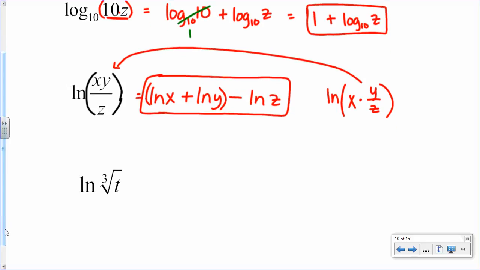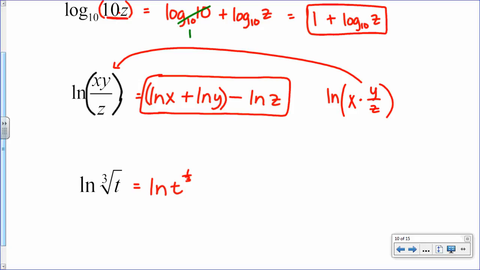All right, so whenever you see a radical inside a log, the first thing you want to do is rewrite the radical as an exponent. So cube root is the same thing as t to what power? What power gives us cube root? 1/3.